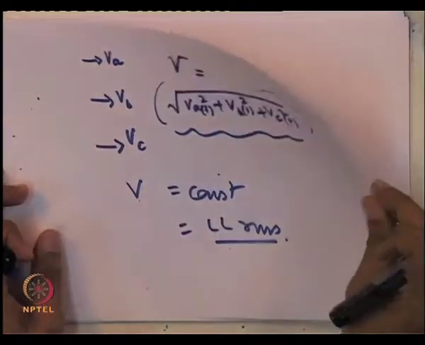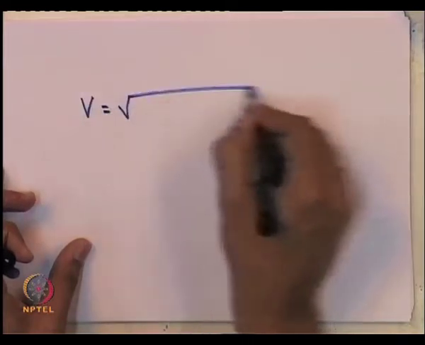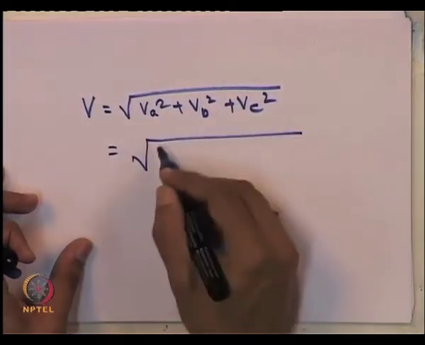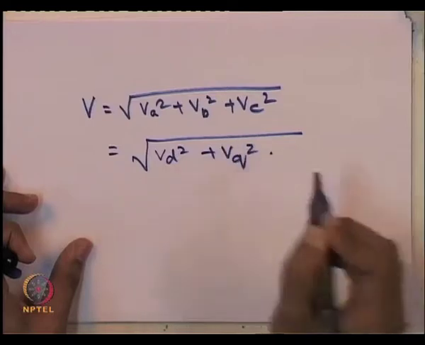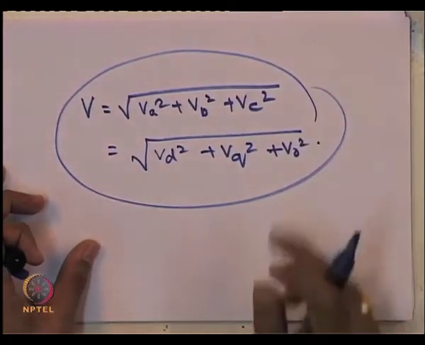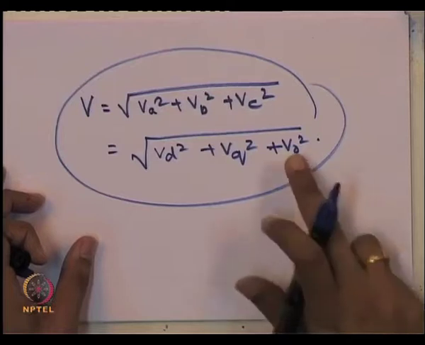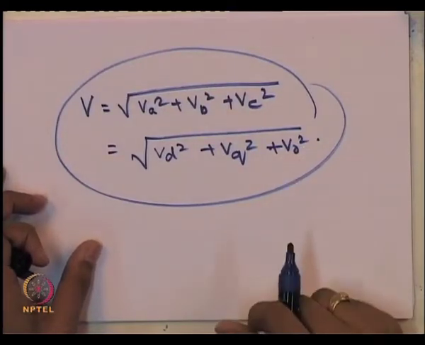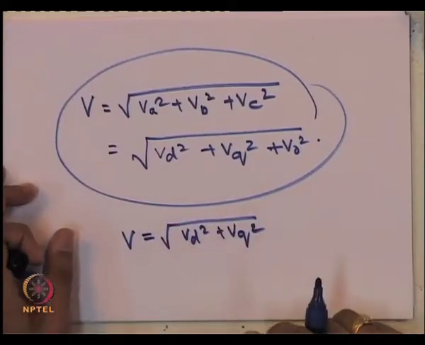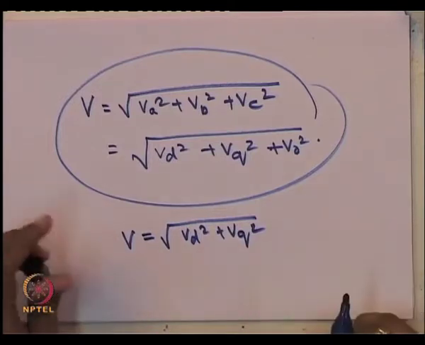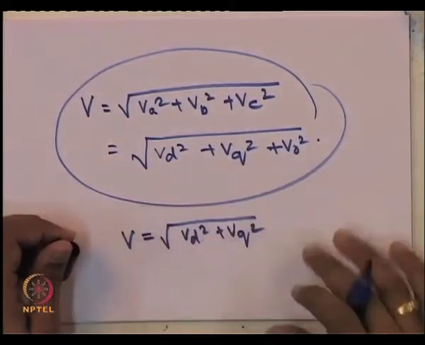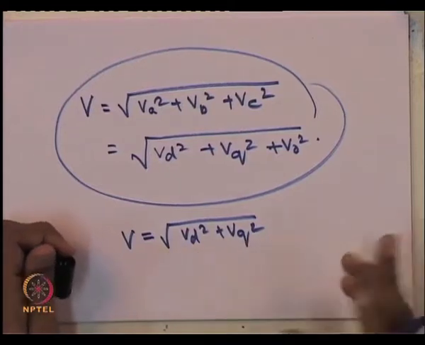So, this is one important point. If V is equal to the root of VA square plus VB square plus VC square, you can show that this is equal to the root of Vd square plus Vq square plus V0 square. But we are of course assuming an absolutely balanced system, so V naught is 0. So, V can be defined as the root of Vd square plus Vq square. In fact, what it means really is that we can use our equations in the dq form and model the inputs of the summing junction of an AVR by simple dq variables themselves.